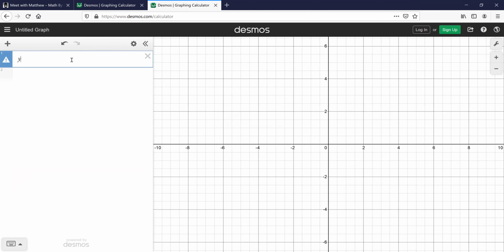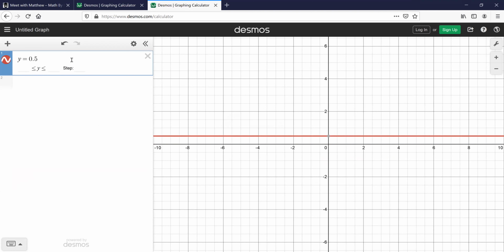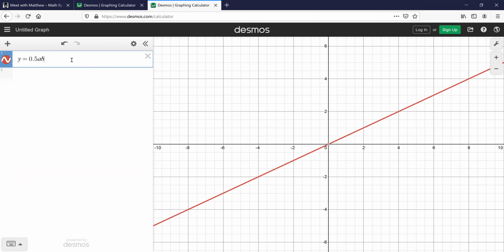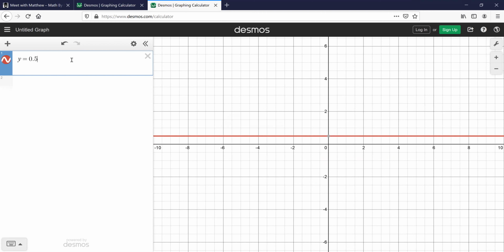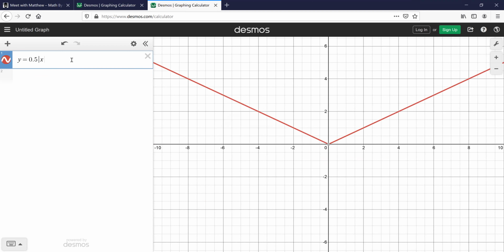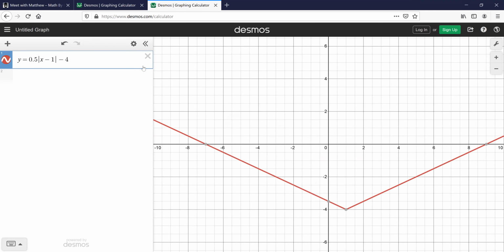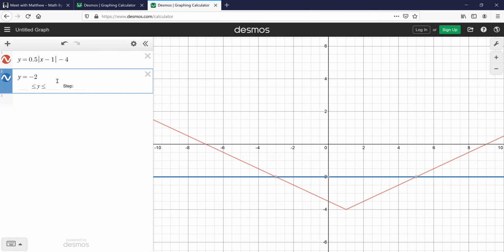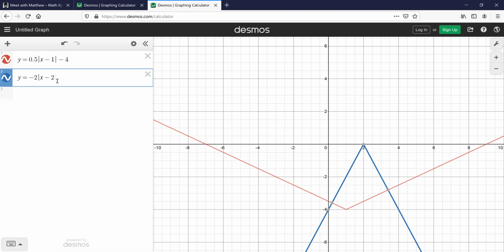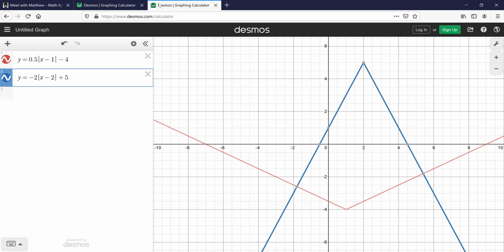Y equals 0.5 absolute value. I wonder if the vertical lines work. X minus 1 minus 4. Okay, so there's some intercepts there and there, might be useful. Y equals minus 2 vertical line, X minus 2 plus 5. Okay. So they want you to find the intersection of them.